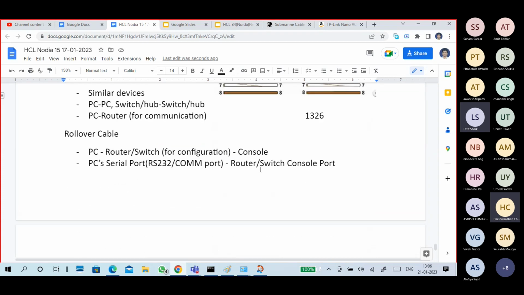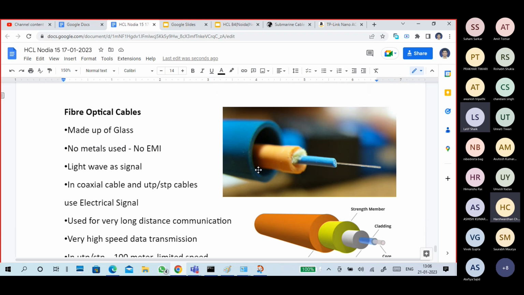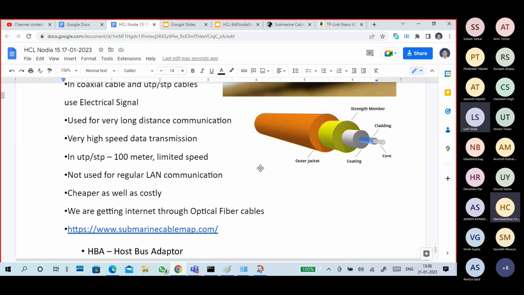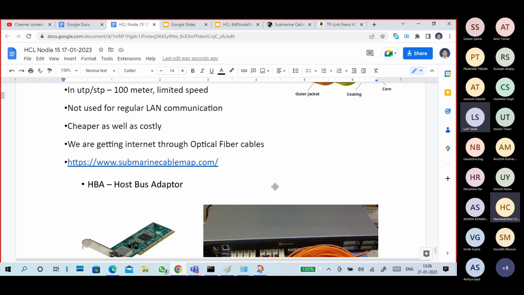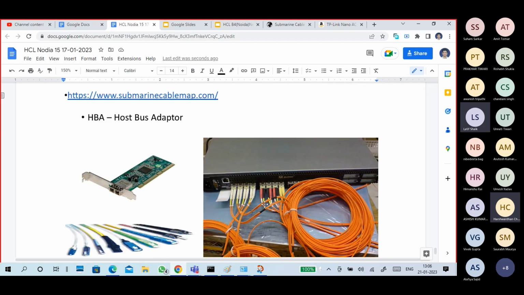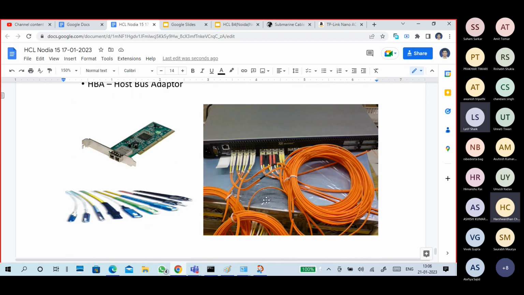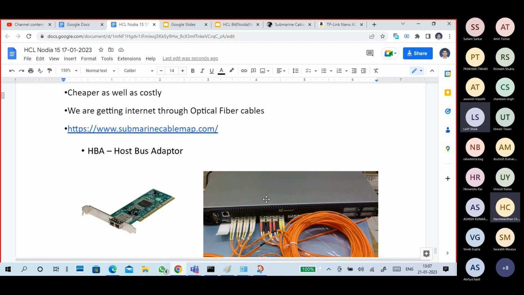But this fiber optic cable is made up of glass. Glass is made up of sand. There is a core, cladding, and strength member. It is very simple, and it is more flexible also, and cheaper. But really, now, guys, it is relatively cheaper, yet relatively costly.